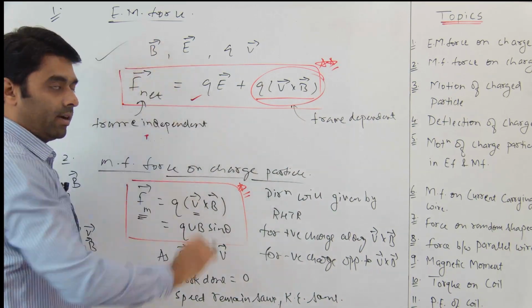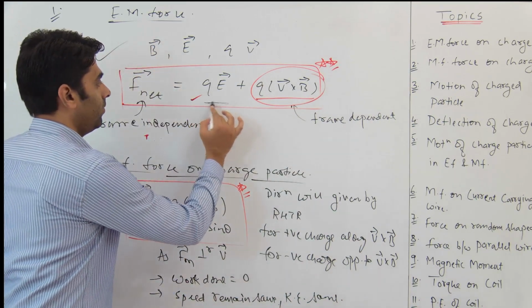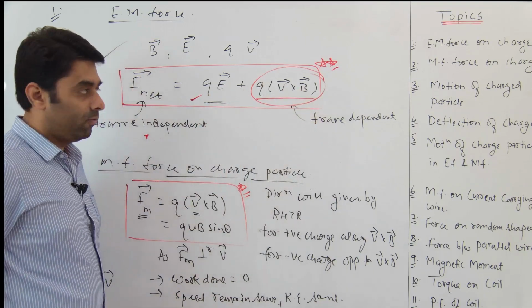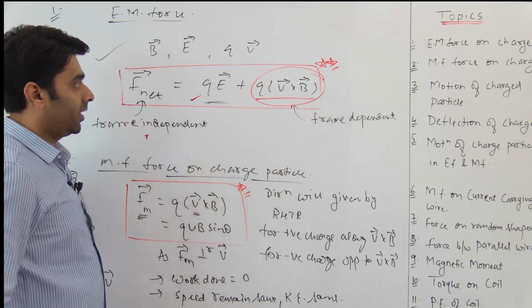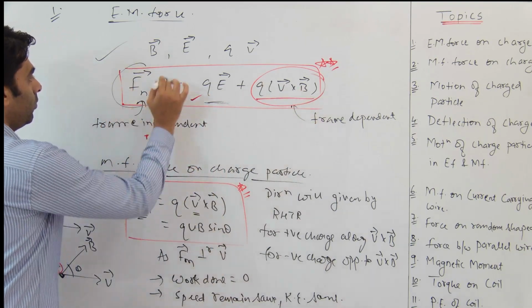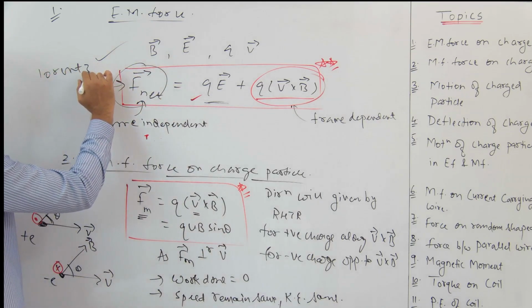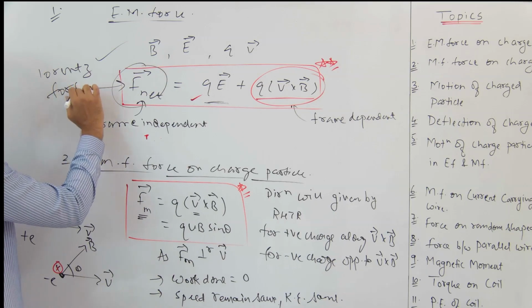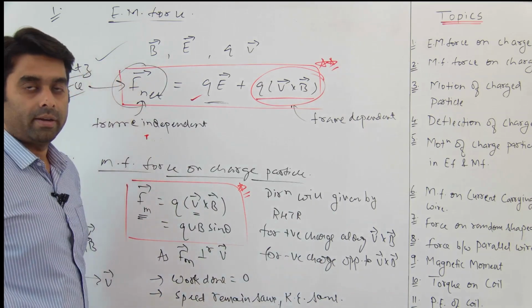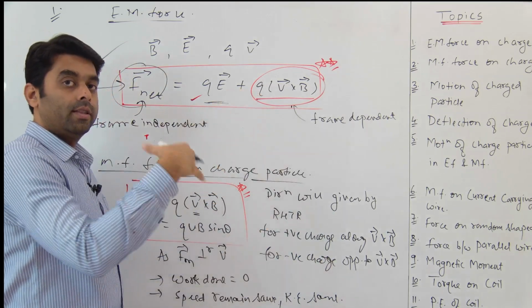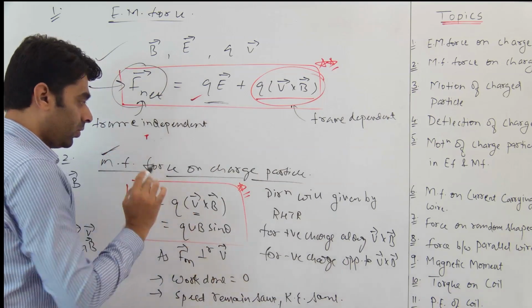The electromagnetic force is the summation of electric force and magnetic force. One point I would like to add: this net force is termed as the Lorentz force. The summation of electric and magnetic force is the Lorentz force. Fine, right? Then our focus in this chapter is on the magnetic force.